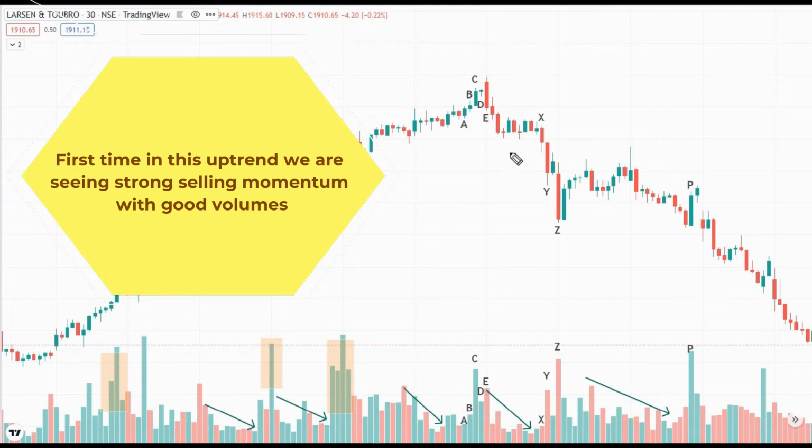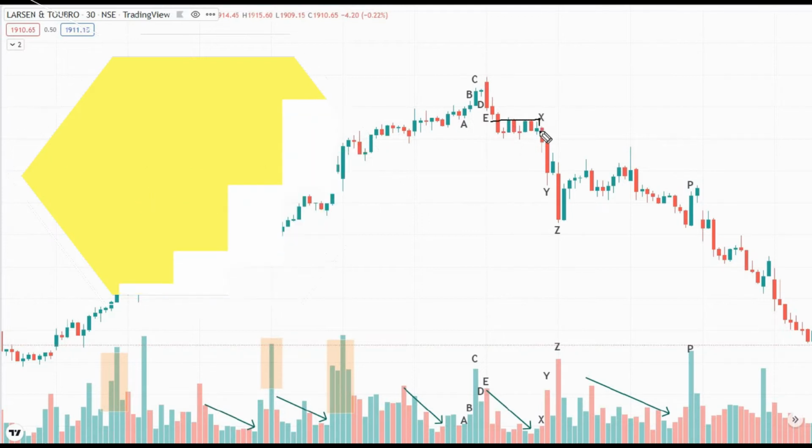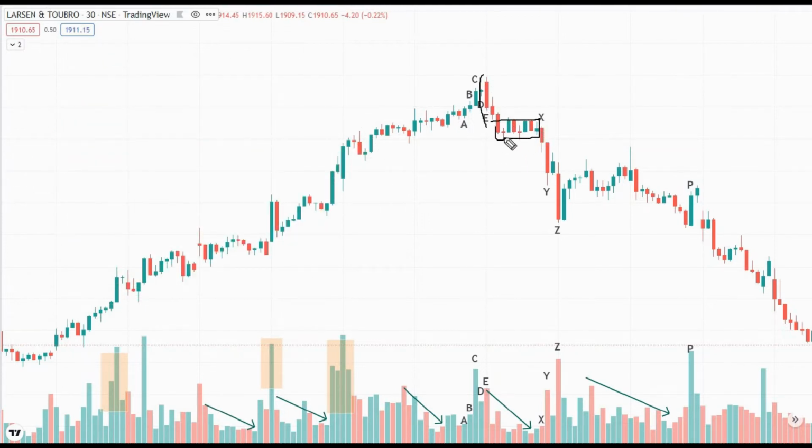Now what happened? See this consolidation phase. After this selling momentum, the buyers are not that aggressive again to push the prices towards the upside, and the volume has also gone down. So this is indicating that sellers are now more aggressive than the buyers. The supply pressure is now very much present in the markets, and it is more aggressive than the demand side.